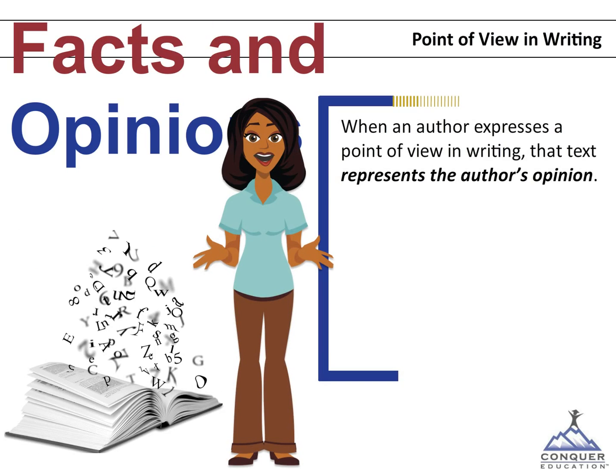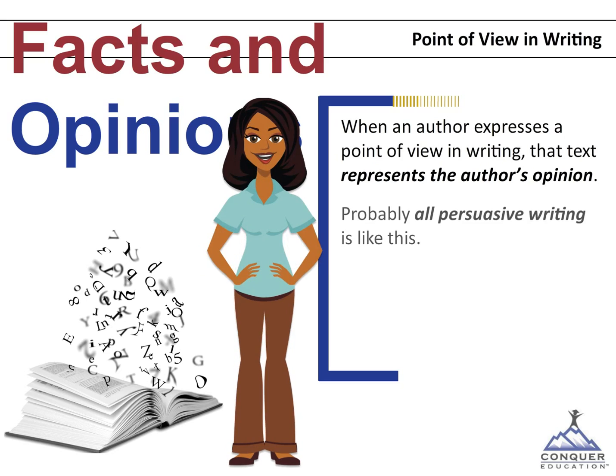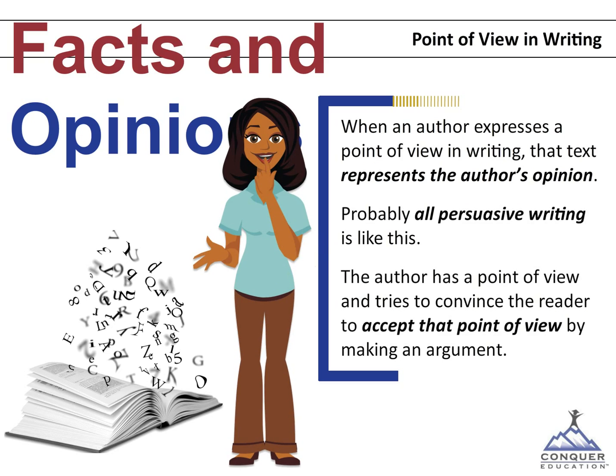When an author expresses a point of view in a piece of writing, that piece of writing represents the author's opinion in some way. Probably all persuasive writing is like this. The author has a point of view, an opinion about something, and tries to convince the reader to accept that point of view by making an argument of some sort.